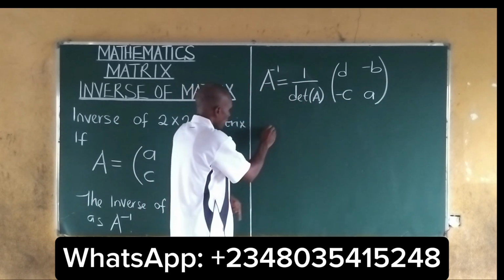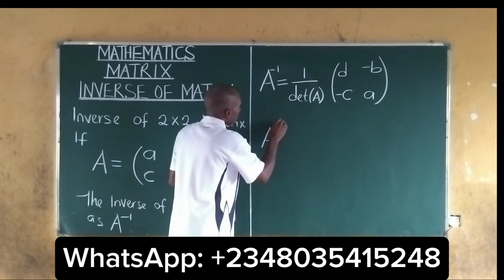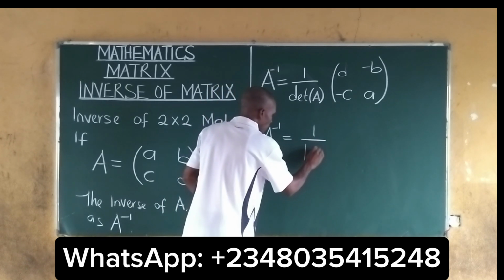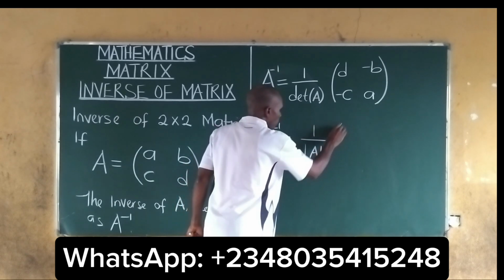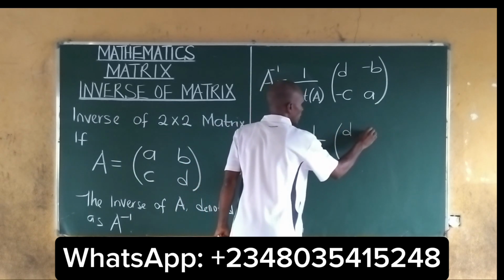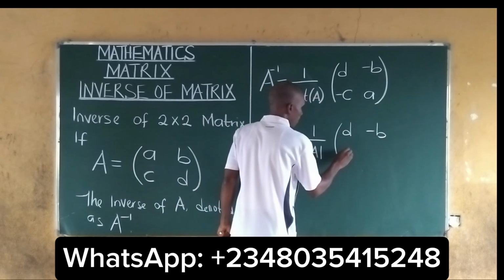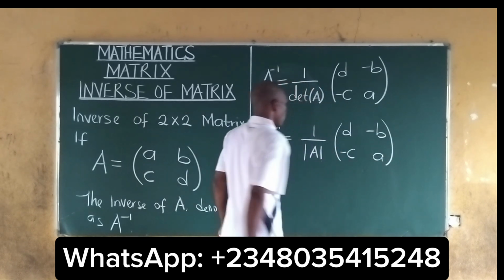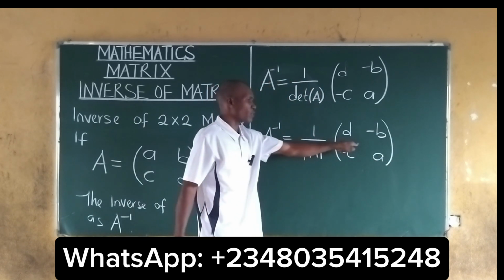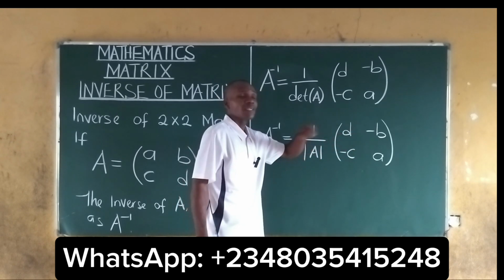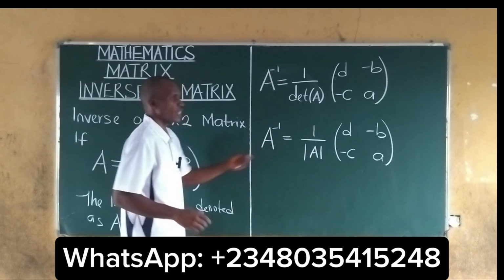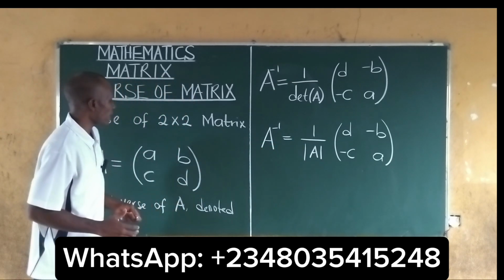Or better still, we can write it as 1 all over the determinant of A multiplied by D, negative B, negative C, and A. So when the determinant is multiplying something like this, we get the inverse of a 2 by 2 matrix. So this is just how we can compute the inverse of a 2 by 2 matrix.